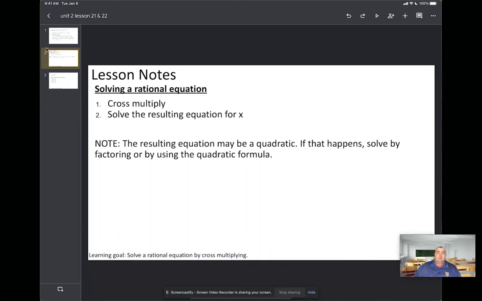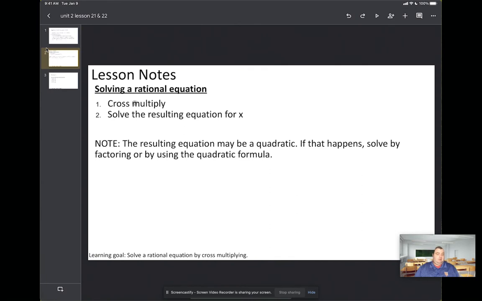Welcome back, everyone. We are up to lessons 21 and 22 of Unit 2, and these two lessons are about what we call rational equations. Rational equations are just simply equations that involve rational functions. Rational functions have been the focus of the second half of this unit. So we're going to solve equations involving rational functions.